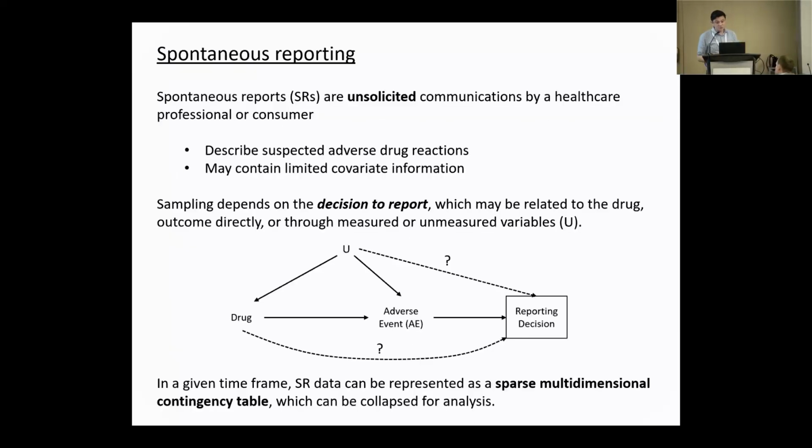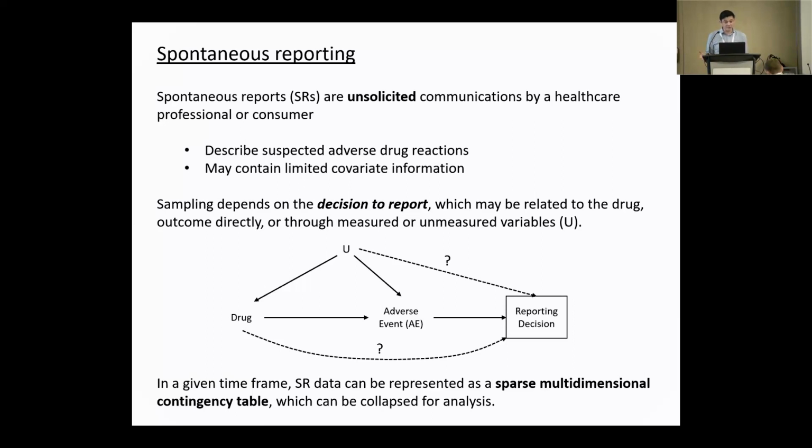Okay, so spontaneous reports are unsolicited communications by a healthcare professional or consumer. They describe suspected adverse drug reactions. They may contain limited covariate information, and sampling depends on the decision to report. So I placed a hypothetical DAG here where you can sort of envision somebody who takes a drug, experiences a suspected adverse drug reaction, and that motivates this reporting decision. However, it also depends on measured or unmeasured variables, which may end up being potential confounders of the drug event relationship. And it also may depend on the drug itself.